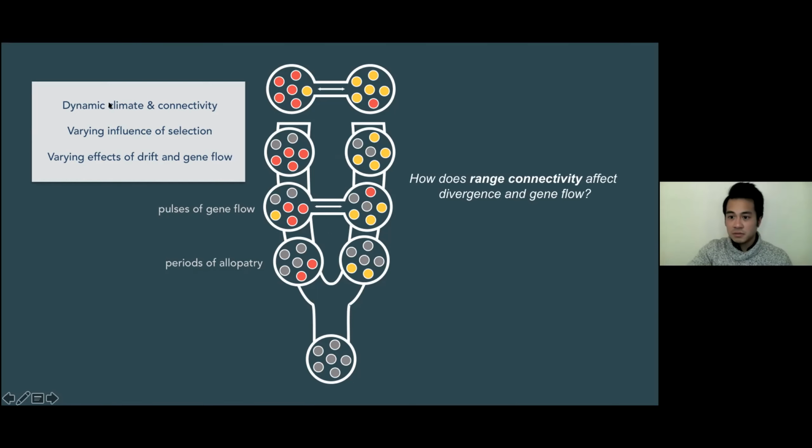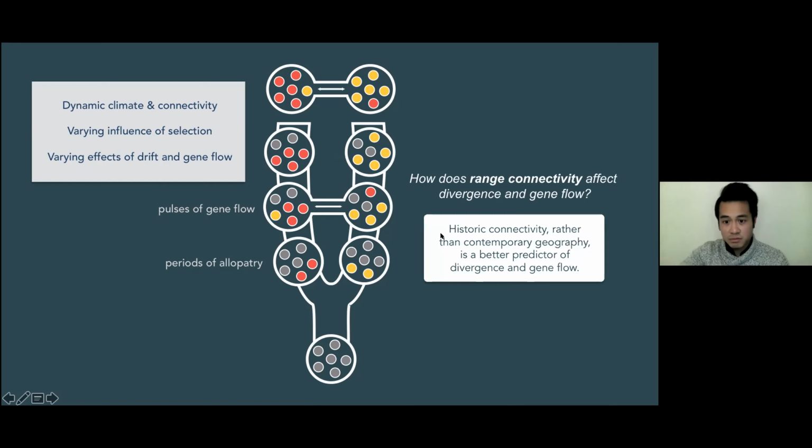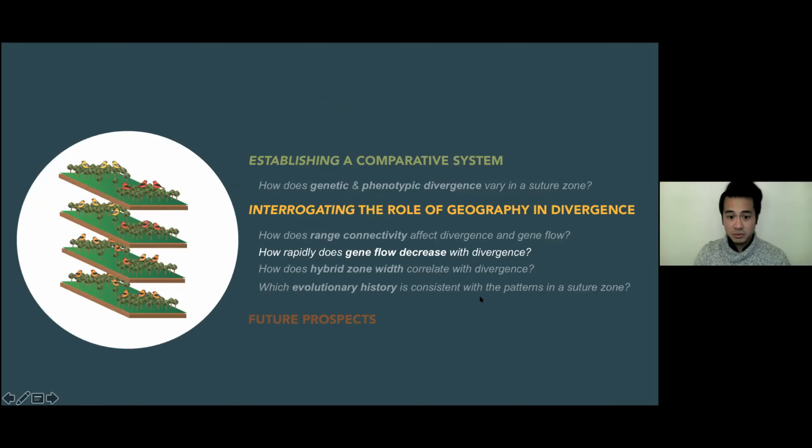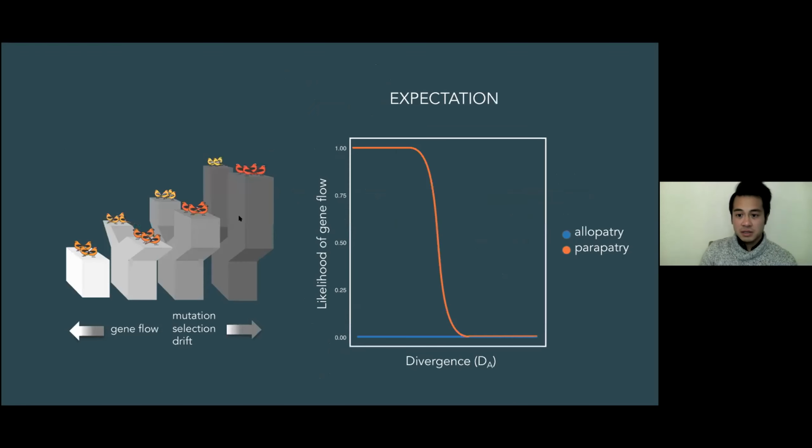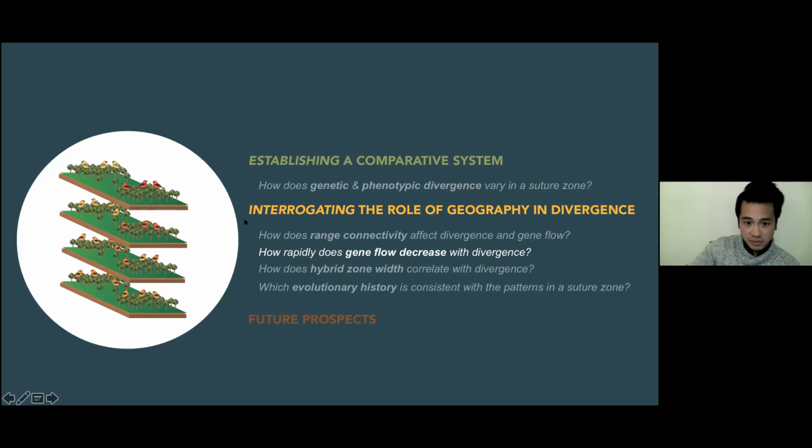So how does range connectivity affect gene flow and divergence? Historic connectivity rather than contemporary geography is a better predictor. And I guess it might seem a bit obvious now, but I'm glad to be able to test it out in this particular system. And so getting at the next question, how rapidly does gene flow decrease with increasing divergence? And here is something I'll explain a little bit further.